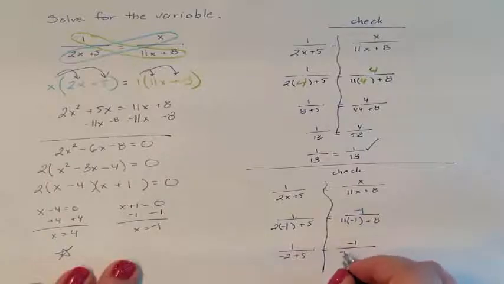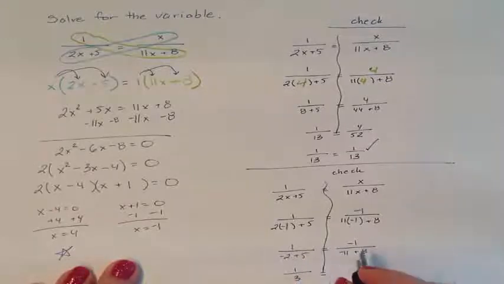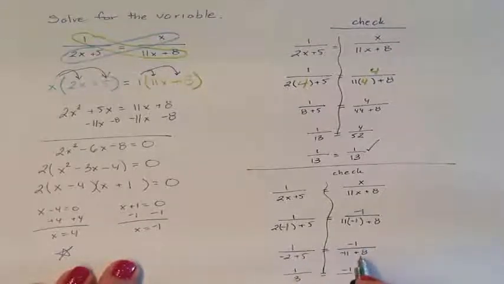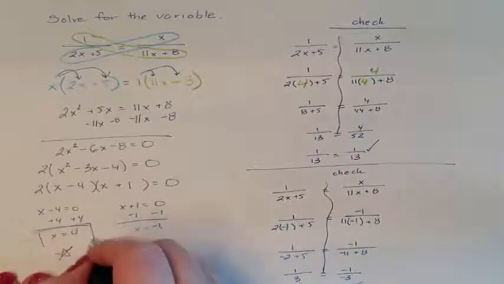This is now a negative 11 plus 8. This is a 1. Negative 2 plus 5 is 3. Negative 1. Negative 11 plus 8 is a negative 3. This is not simplified. It's already 1/3. Negative 1 divided by negative 3 is a positive 1/3. They each equal 1/3, which meant negative 1 is also an answer. So we have two answers.